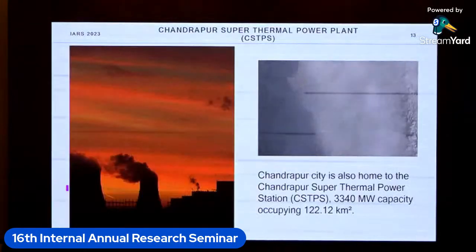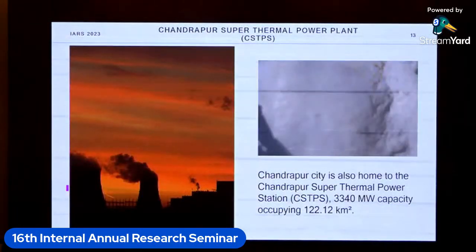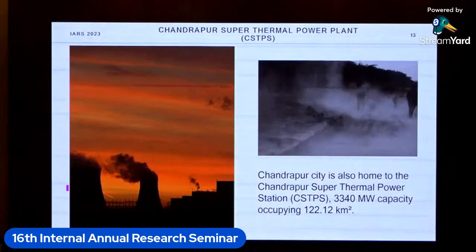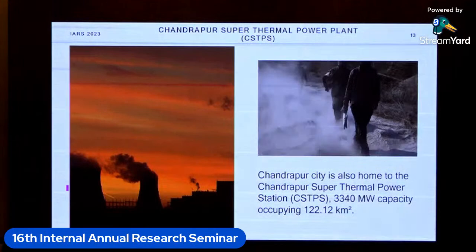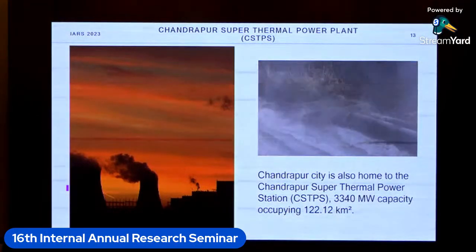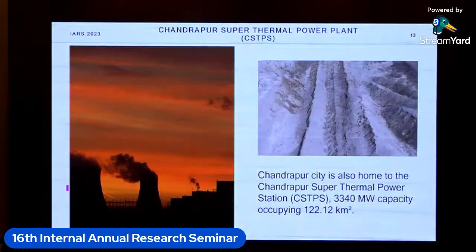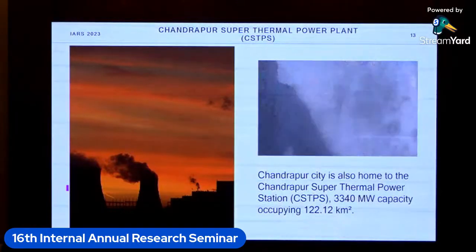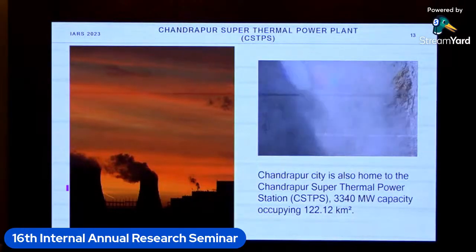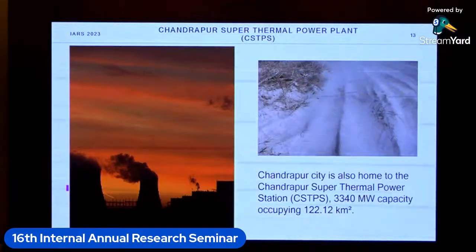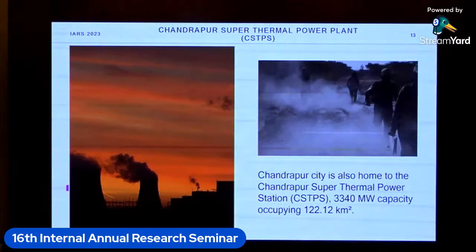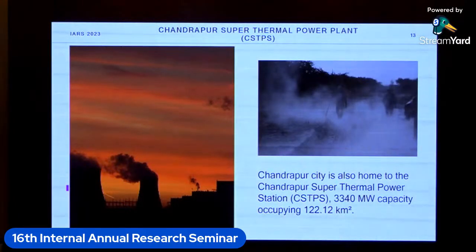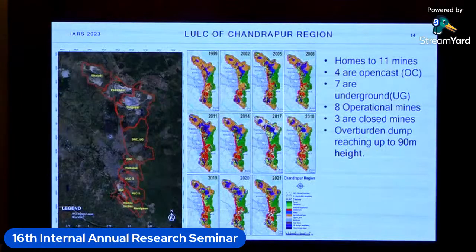Chandrapur is listed only on super power, and this power plant has 3,000 megawatt capacity, and the ash land, which is 6 kilometers away from it, has been increasing over the years. Now we are going to see the mining of Chandrapur region.